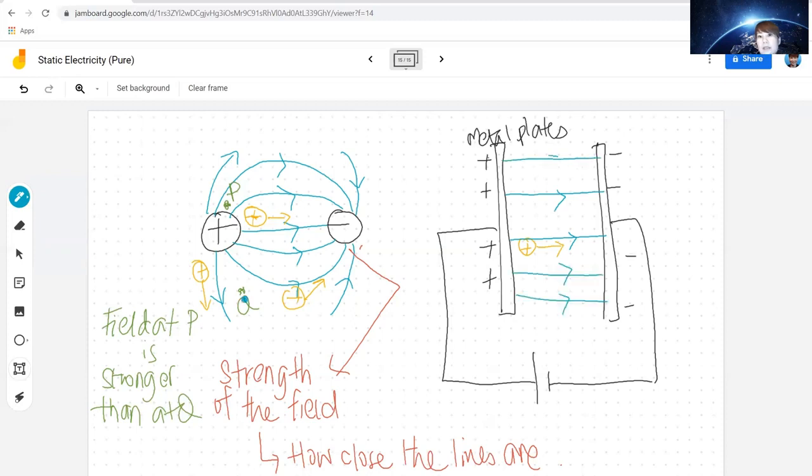Typically in the middle, the field lines are parallel. However, as you move further and further away from the plates, the field becomes weaker. So at the end, it's actually a slight curve. That is how you draw the electric field lines between parallel metal plates.